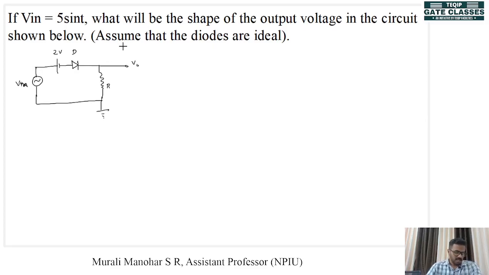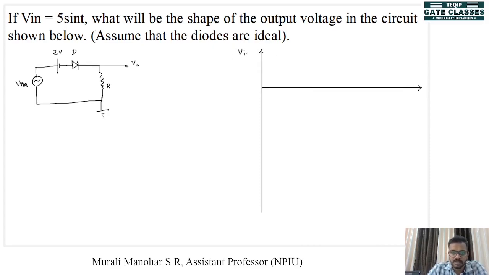Now we can do the problem. You can pause the video here and try this problem by yourself. This comes under clipper circuits. Okay, let's look into it. We know that the input voltage is V in equal to 5 sin t. We need to find the shape of the output voltage.